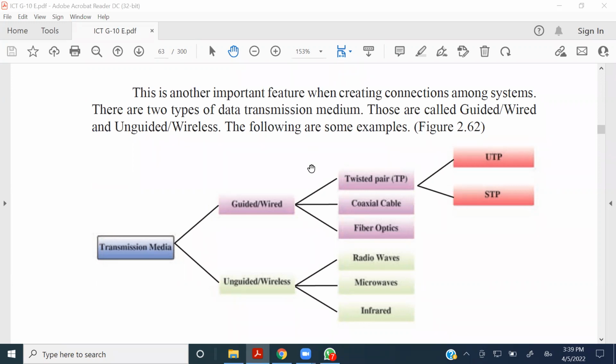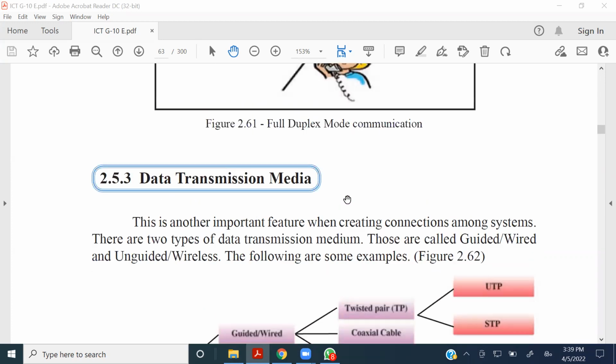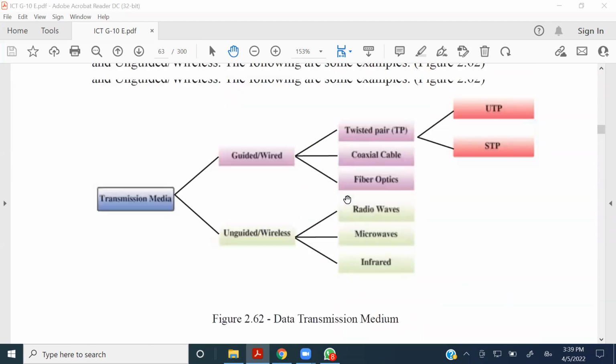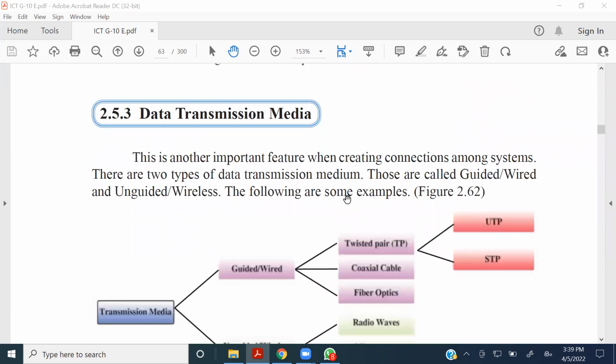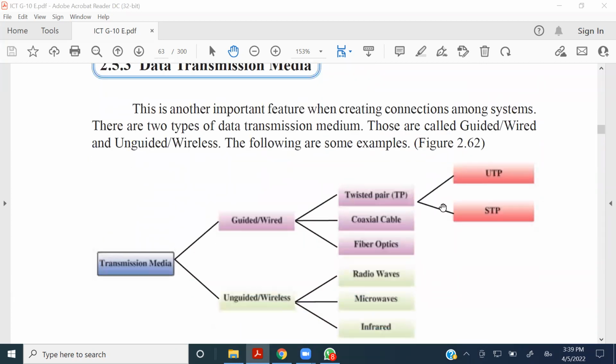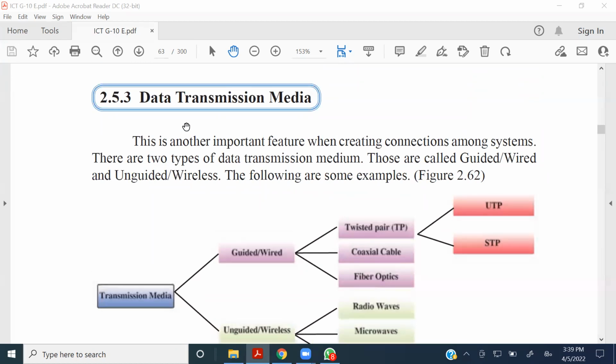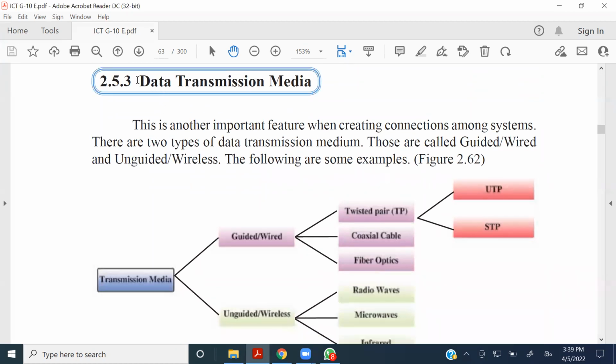Okay, is that clear? All right, okay. Let's quickly write this down about the data transmission media, and we have to draw the diagram as well. So have the heading, people: data transmission media.